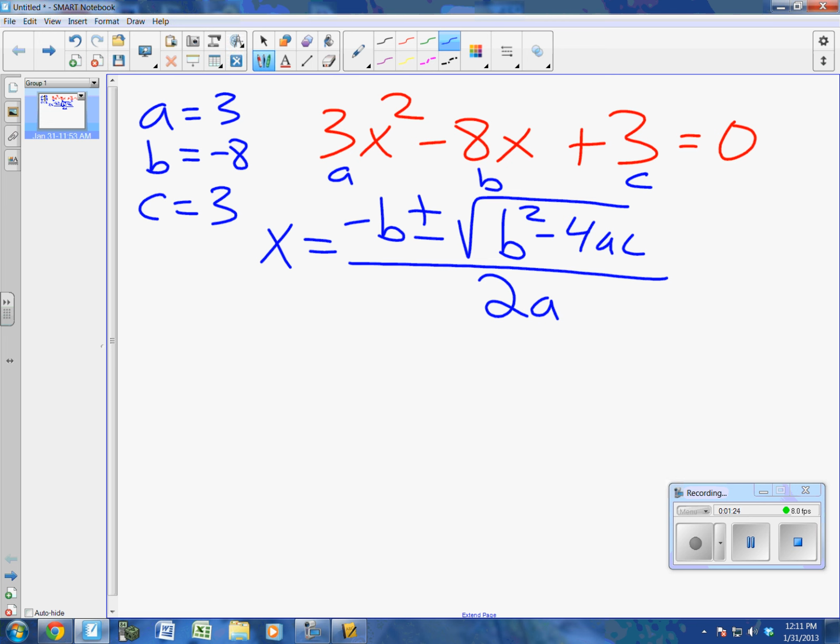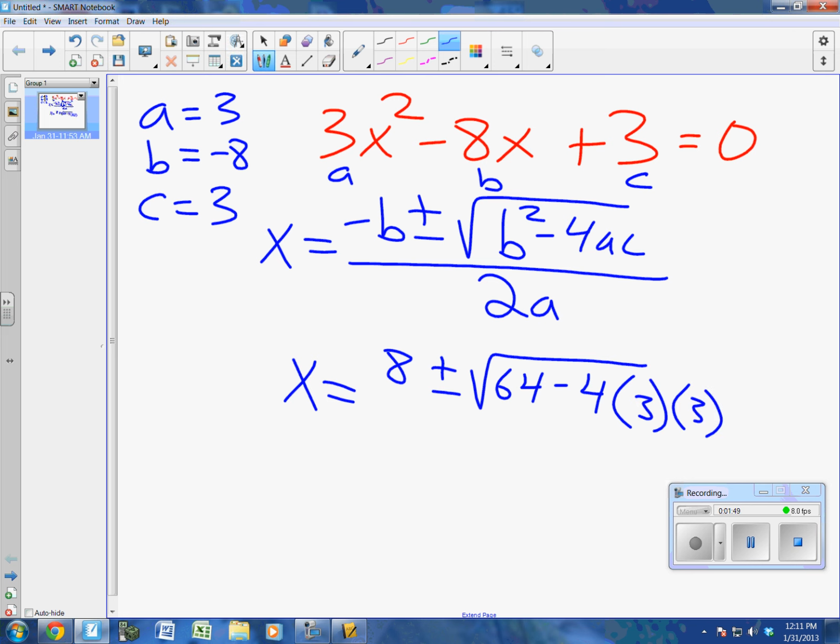Okay, and we are going to write down negative B, opposite of B, what is that? 8. Plus or minus the square root of 64. Negative 8 squared is always going to be a positive number, isn't it? When you square it. Minus 4 times A, which is 3, times C, which is 3. All over 2 times 3.